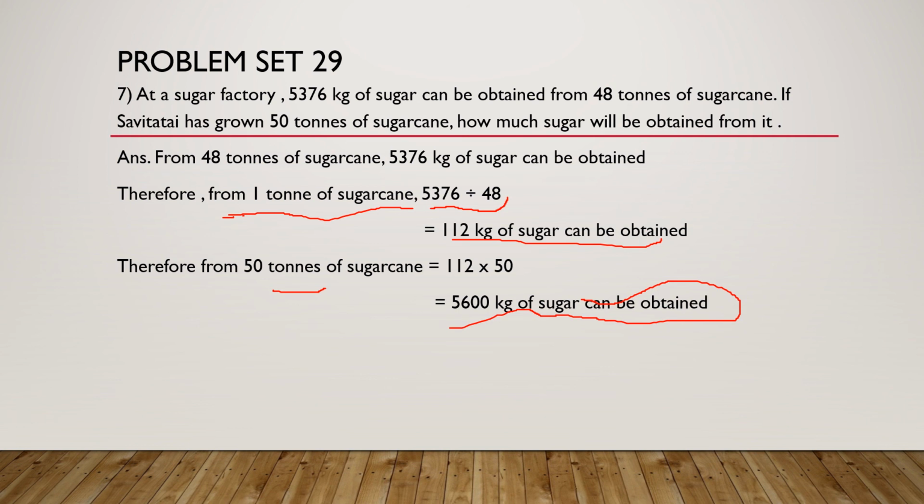So again we have divided 5,376 by 48 to get the sugar from 1 ton, and then that amount of sugar from 1 ton has been multiplied by 50 to get the amount of sugar she has obtained.